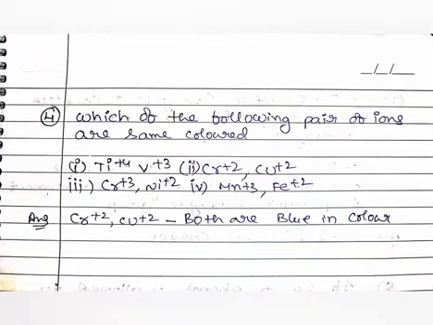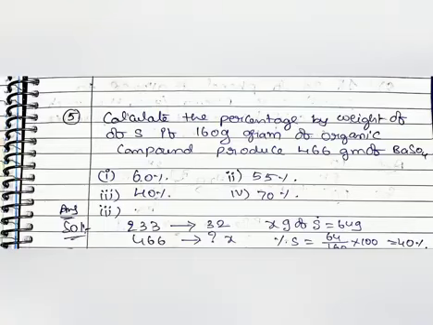Next one. Which of the following pair of ions are the same colored? In the NCERT textbook, we have a table of ions and colors. By looking at the question, it is advised that you need to learn the table of ions and colors. Here both Cr+2 and Cu+2 are blue in color. So option 2. Next one.